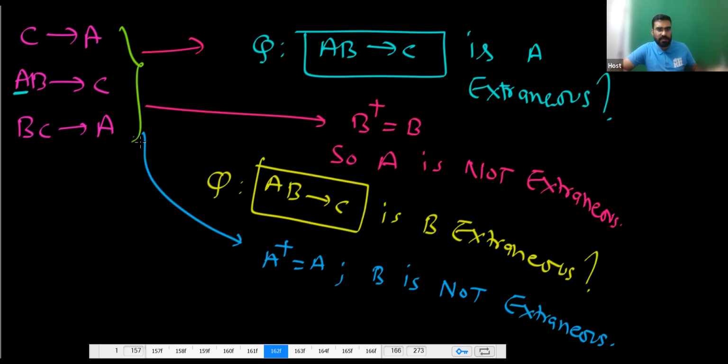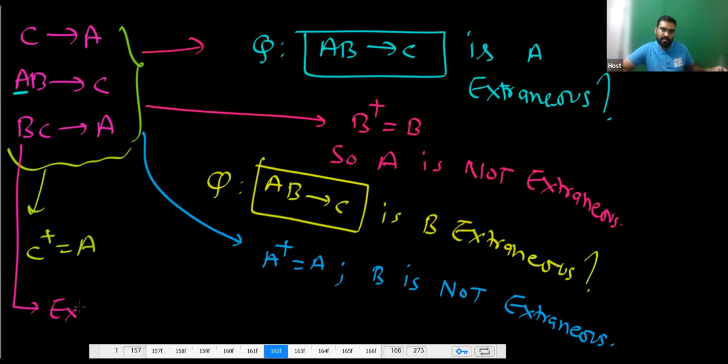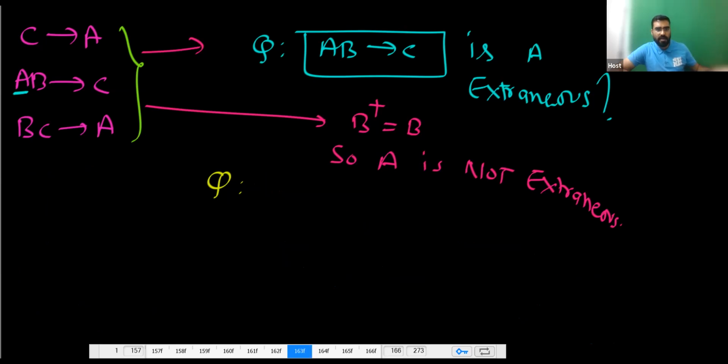Because if you notice C plus, C plus contains A, correct? So here I can say that B is extra. This B is definitely extra. Is this clear? So you can remove this B. Now, after removing this B, nothing is extra.